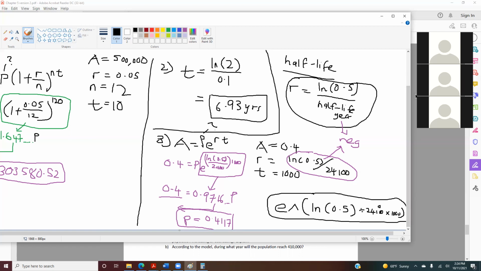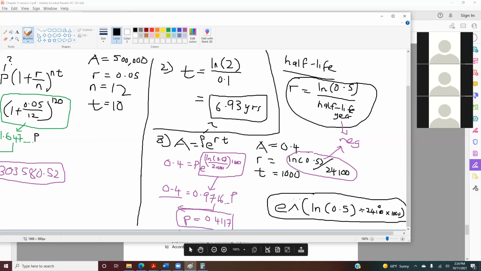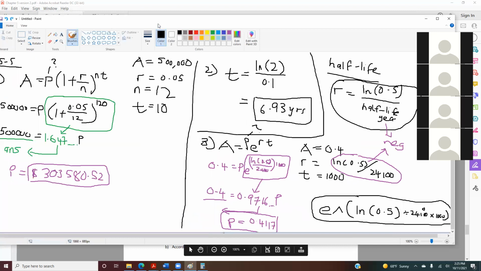Henry, Andrew, Andy, Avery, you guys got this? This is 0.9716. Yeah, I got that. I was having a little bit of trouble, but I got it. I was having the same problem because I was putting a parenthesis after the 24,100. Yep, me too. So some of you who put parentheses over here, no good. Don't put a parenthesis around it.